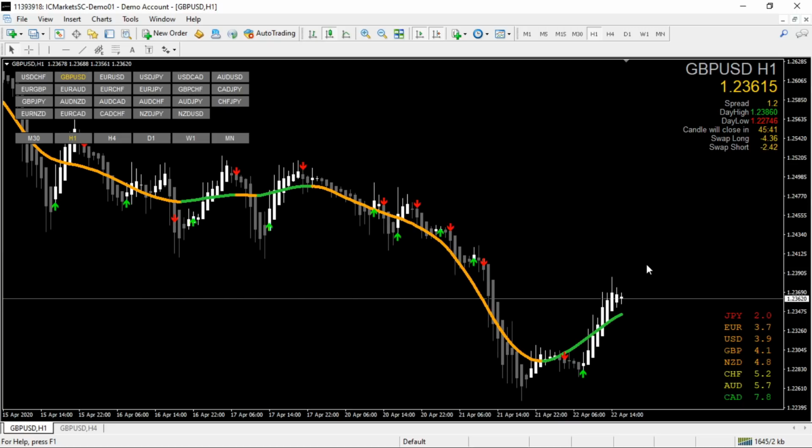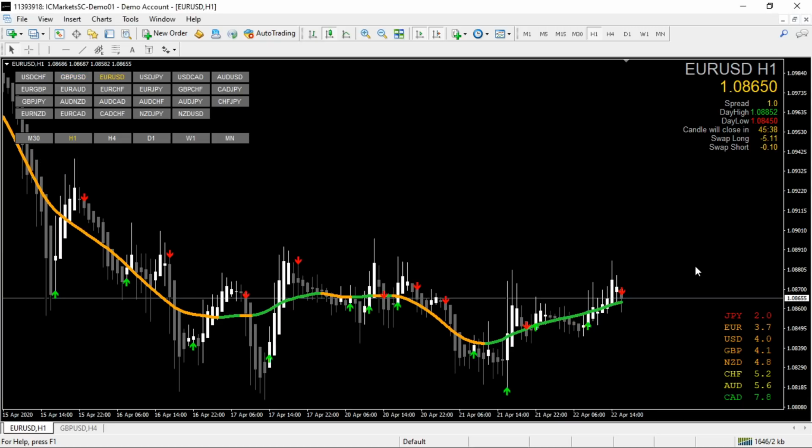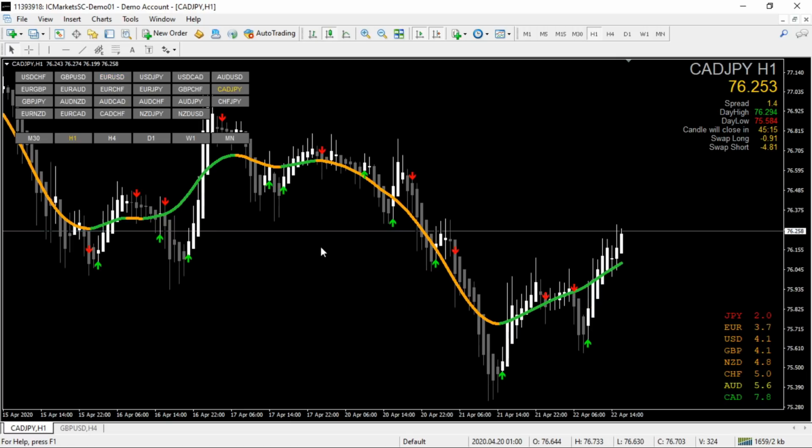So likewise, the currency meter is very helpful. At the moment right now, the Japanese yen is a weak currency and the Canadian dollar is a strong currency. So if we go ahead and open that pair, you will see clearly that the Canadian dollar is getting stronger and stronger, whereas the JPY is getting weaker.